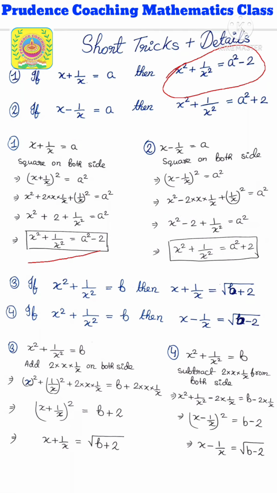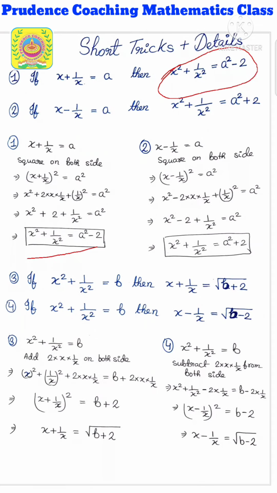transferring minus 2x into 1 by x on the right hand side, you can see this x and this x will be cancelled, and this minus 2 will go on the right hand side and become plus 2. So you will get the answer as x square plus 1 by x square equals a square plus 2. So this is how the shortcut came. So let us move on to number 3.